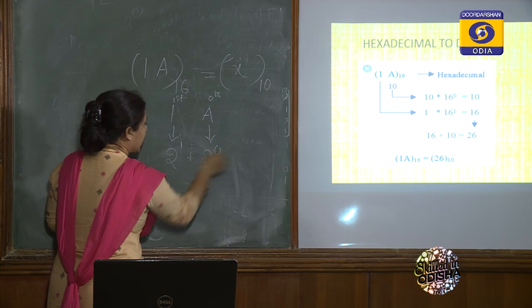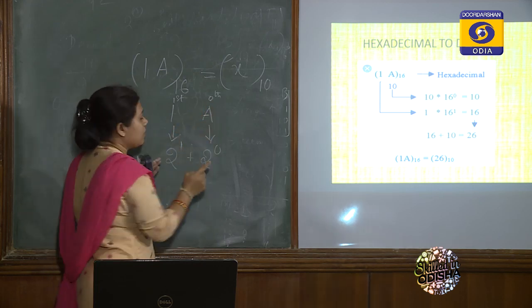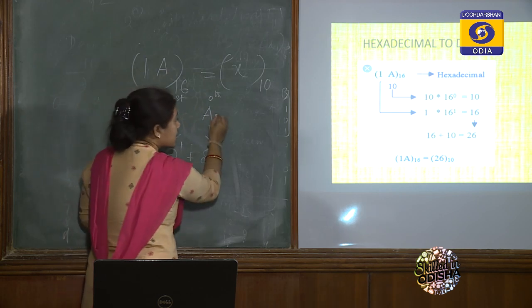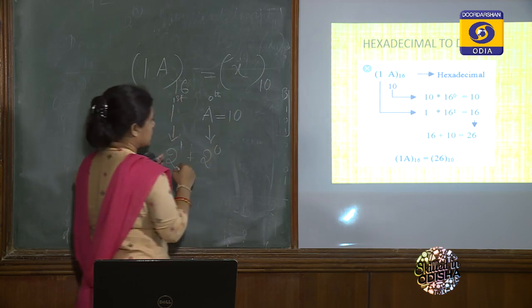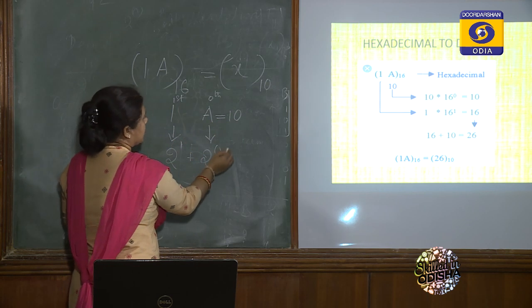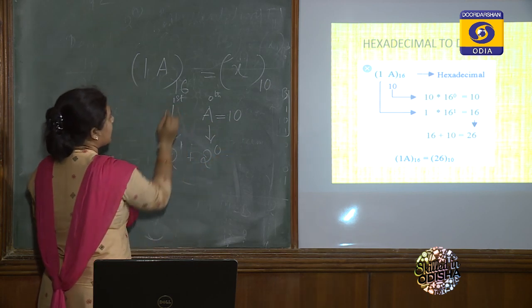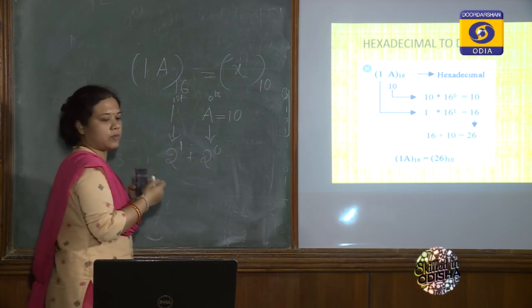Then we have to add all these values. Here we cannot multiply A directly with 16 to the power 0, so what is the value of A? A is 10. So 10 will be multiplied with 16 to the power 0, and this 1 will be multiplied with 16 to the power 1. Then we have to add these values.